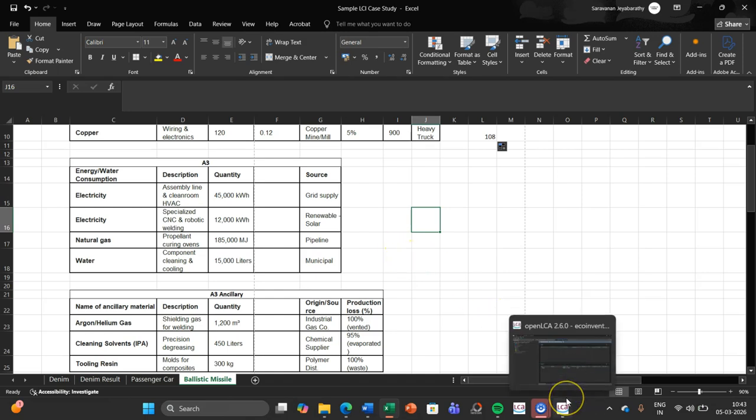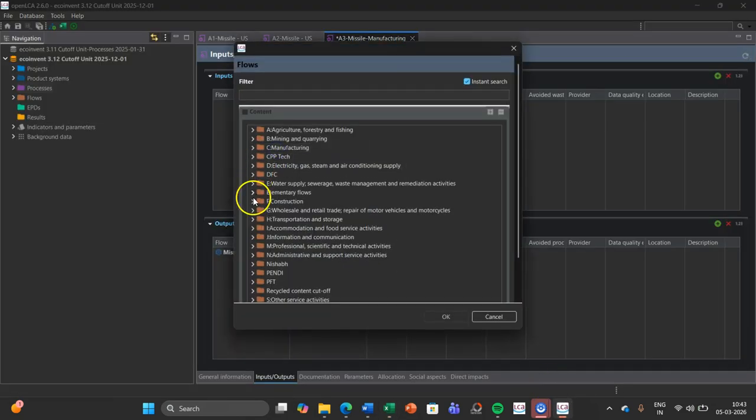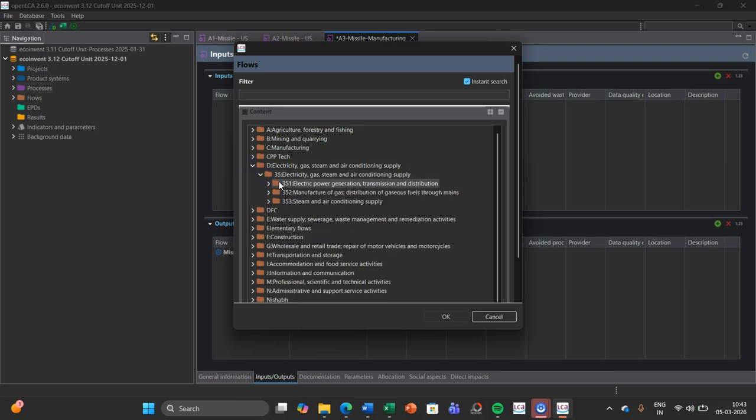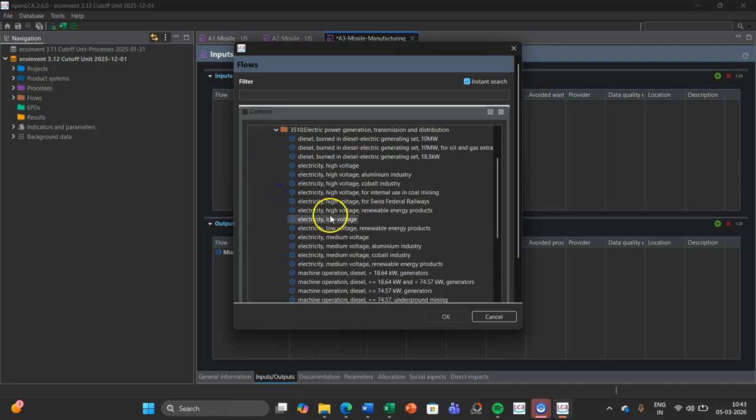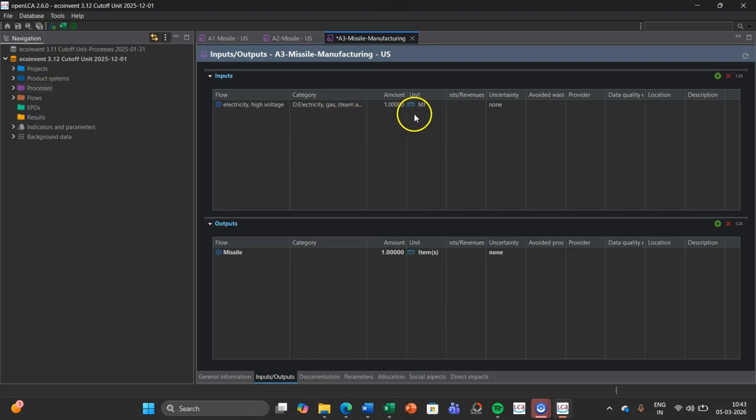Okay, fine. I can understand how big numbers we are going to see in the result now itself. Okay, electricity 45,000, grid supply. Okay, let's look for electricity. Obviously high voltage. Okay, electricity high voltage. Okay, nice. The kilowatt hour, 45,000.